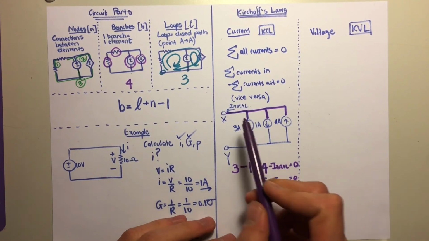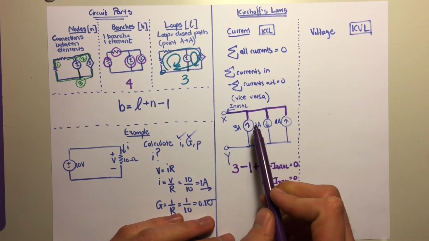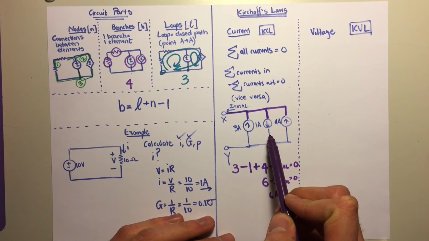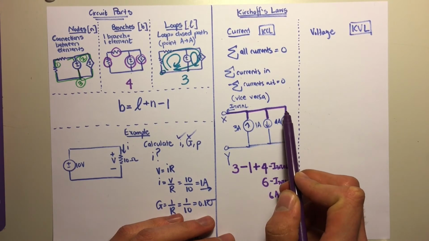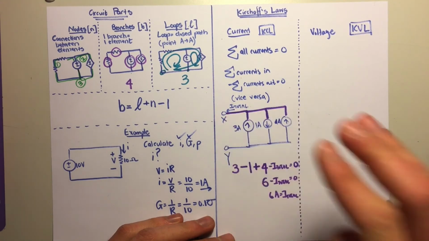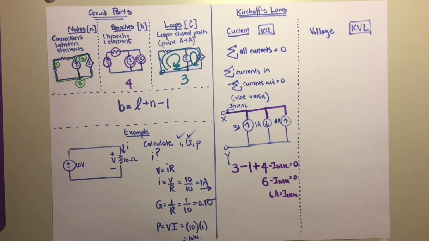So what does this mean? This means that I total leaving here is equal to 6 amperes. So if you look at this, 3 amperes is coming in, minus 1 is 2 amperes, plus 4, which is coming in, is 6 amperes. So 6 amperes is coming in total, and 6 amperes is leaving in total. So that means the sum of everything is basically 0, as we said.